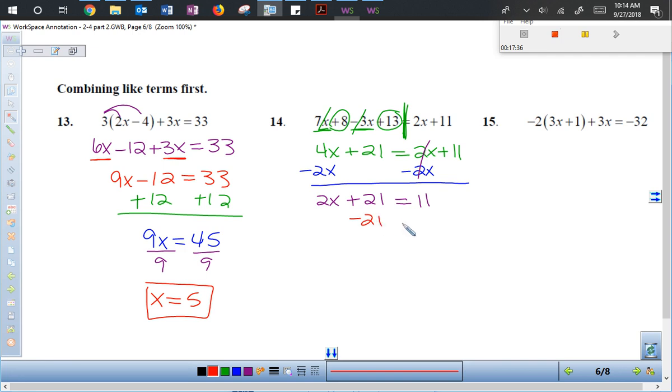Then I can subtract 21 from each side. And that'll leave me with 2x equals negative 10. Divide each side by 2. And x is negative 5.